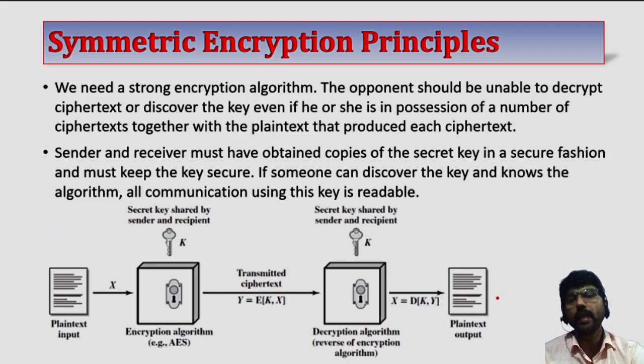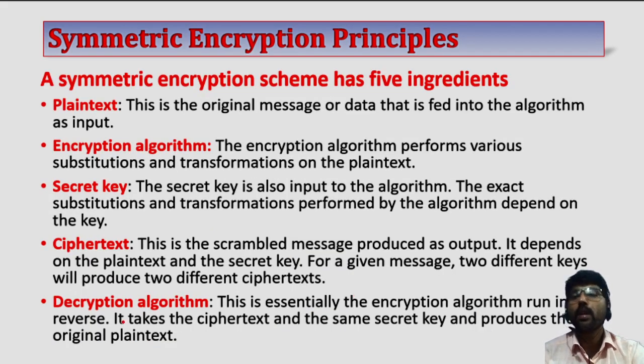In this encryption technique, we are using some of the ingredients like plain text, encryption algorithm, like that we are using some of the elements. The first one is called plain text. This is the original message or data that is fed into the algorithm as an input. Here the plain text means the text which is sent to the receiver. If you want to send any message to the receiver, the text is called plain text. It is in a readable format.